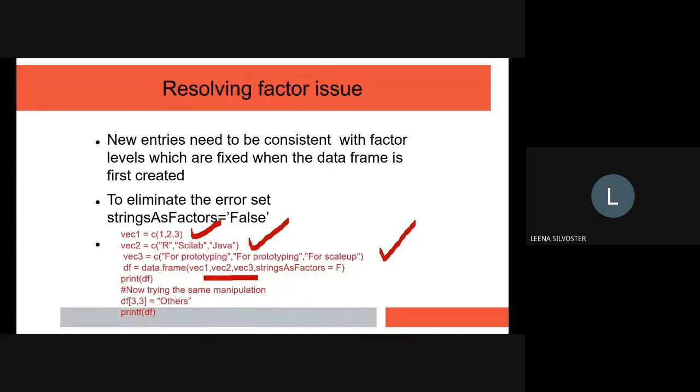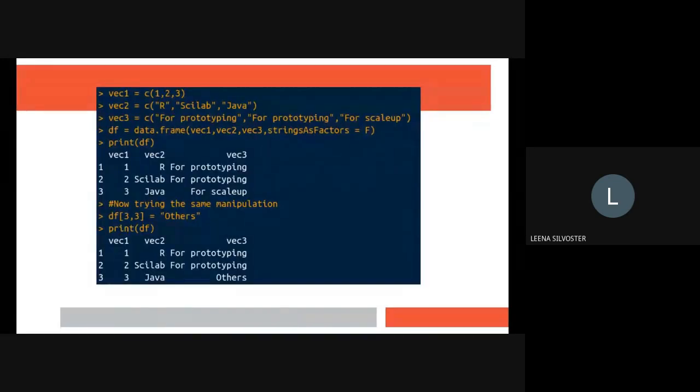Now consider adding others. This one is a screenshot. We are adding stringsAsFactors equal to false here. So we got the data frame like this. Now try the same manipulation, that is df33 equal to others. So what will be the output? Previously we got an NA value here. Now we got others because we set stringsAsFactors equal to false.